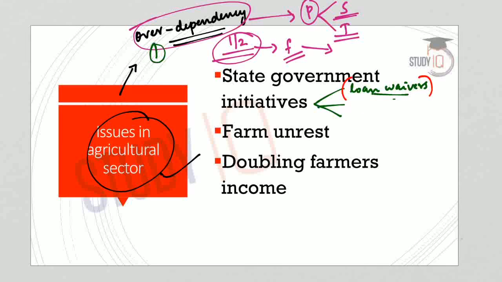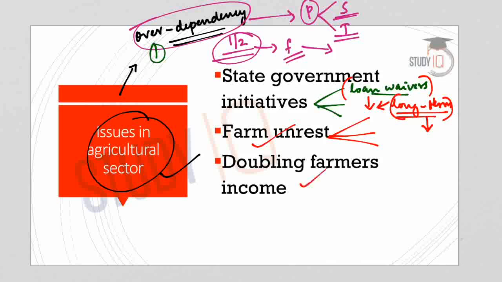But in the case of farm loan waivers, it is not a long-term solution. It is a short-term solution, so it will provide relief to the farmers only in the short term. But in the long run, this is not going to help. Because of these prevailing issues in the agricultural sector, it has largely resulted in farm unrest or farmers' distress all over the country.